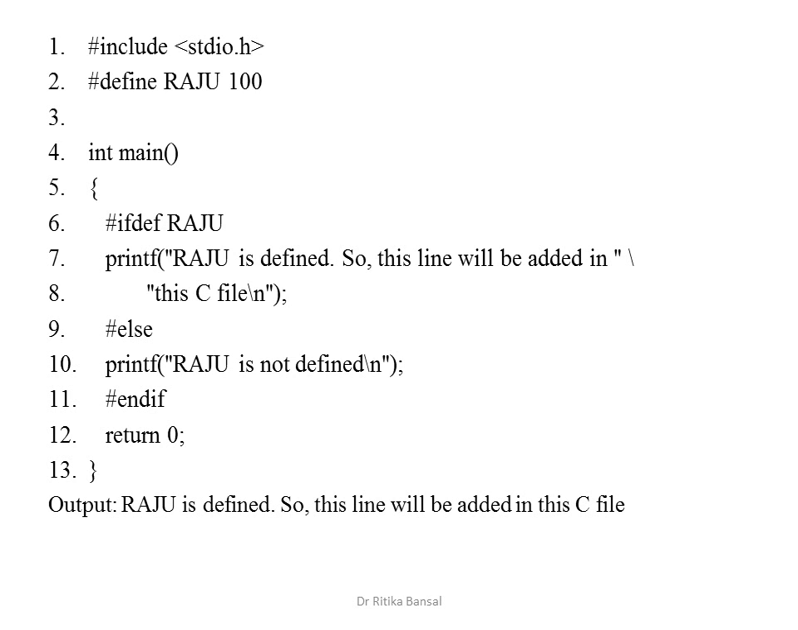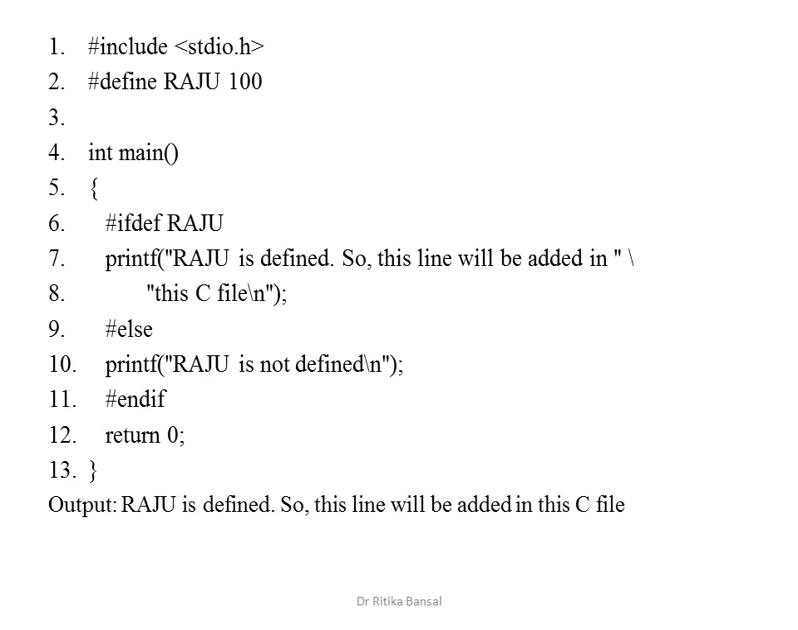Let's come to this example. In line number 2, one macro is defined, Raju, and Raju's value is 100. Now, in line number 6, when we start with the main function, there is hash ifdef Raju, so line number 7 will get printed. In line 9, if Raju is defined, yes, Raju is defined in line number 2, so it will print Raju is defined, and this line will be added in this C file.